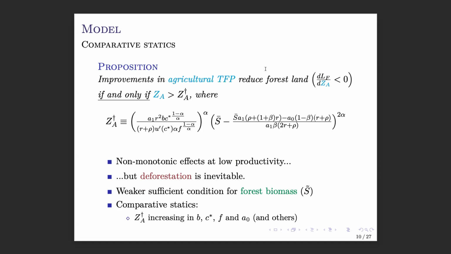as ZA gets large, the effect of additional ZA will be negative on forest cover. That's different from saying that the model trivially implies that improvements in ZA reduce forest cover, because that is certainly not the case. What the proposition says is that at low levels of ZA, the exact opposite happens. You get an increase in forest cover as agricultural productivity increases. My point was basically delineating low ZA from high ZA.